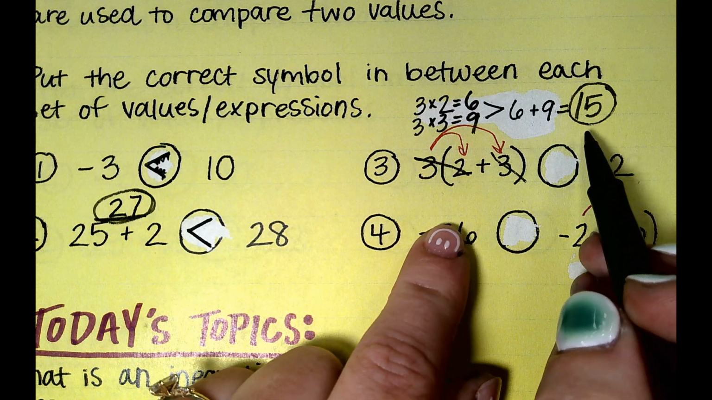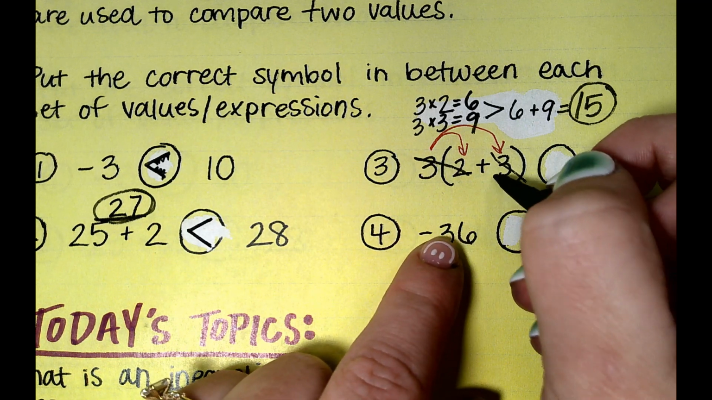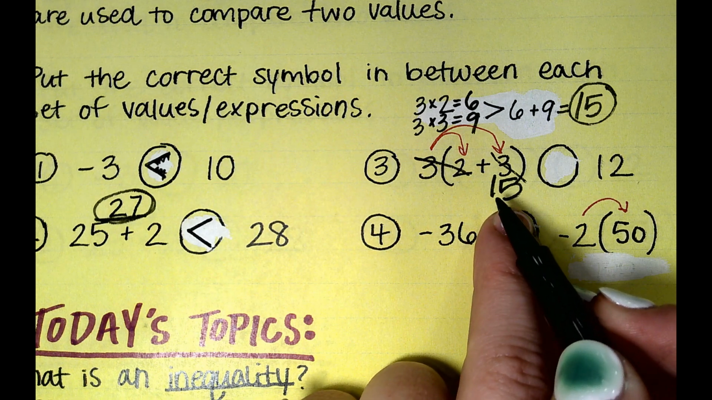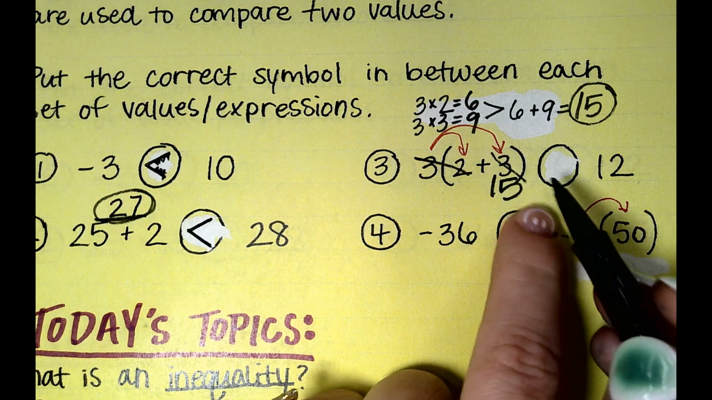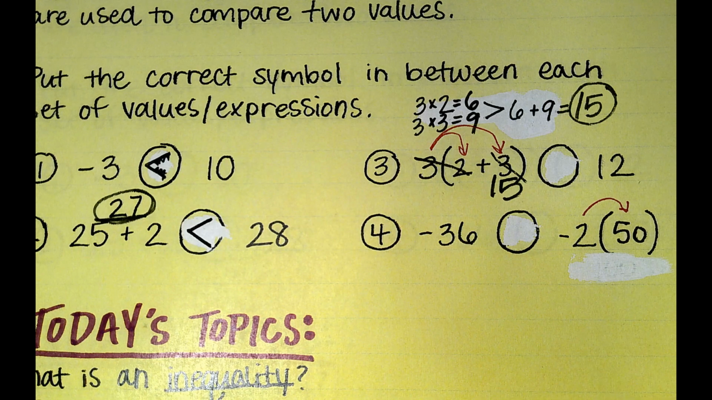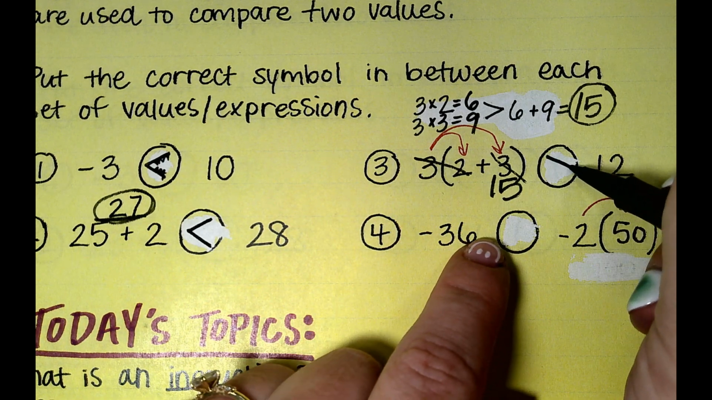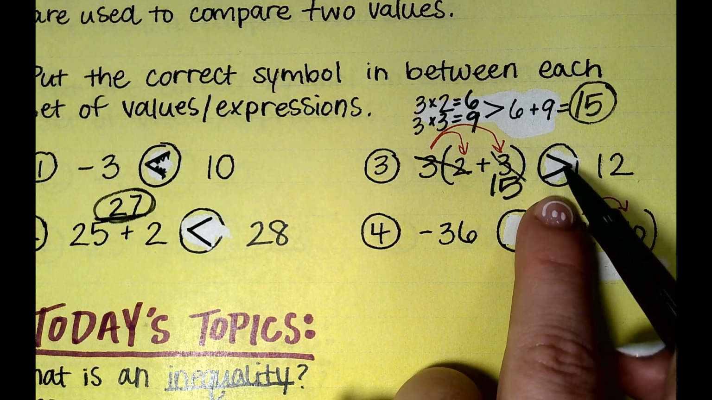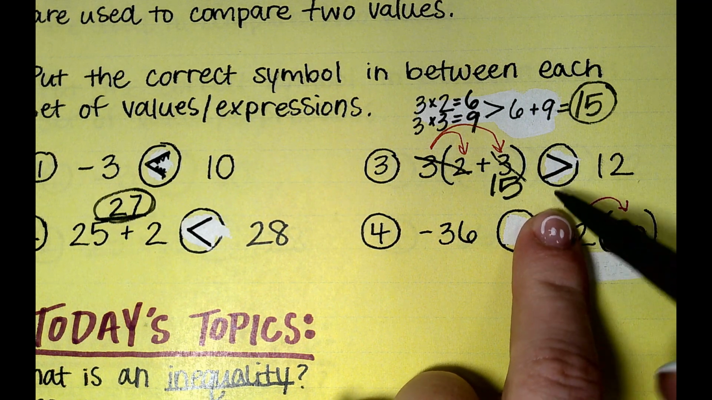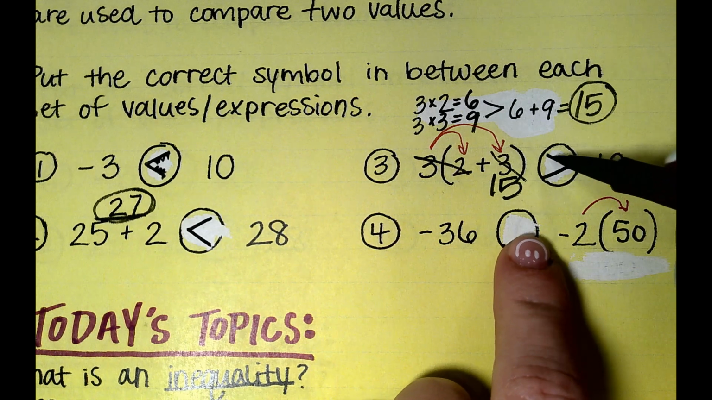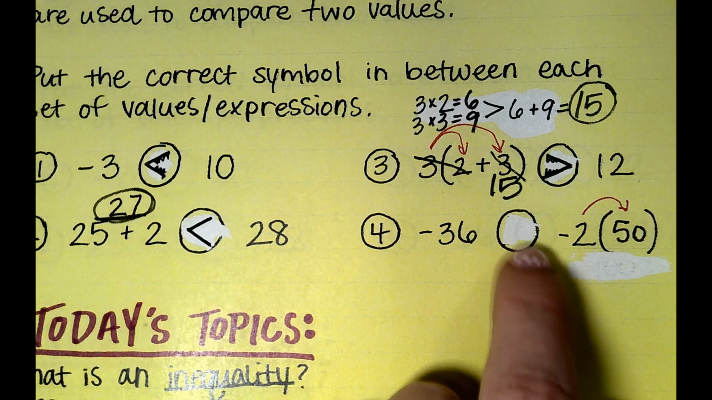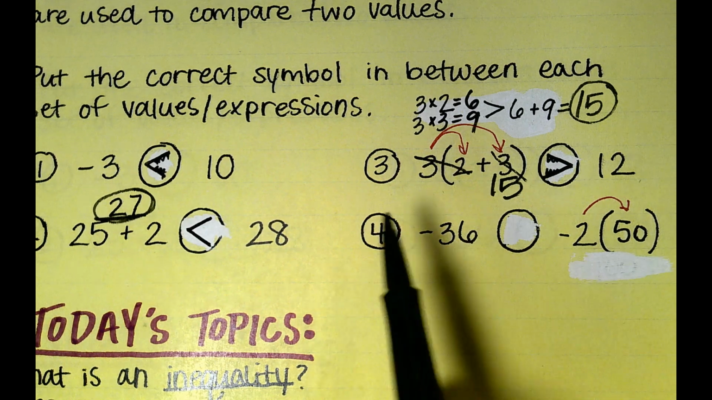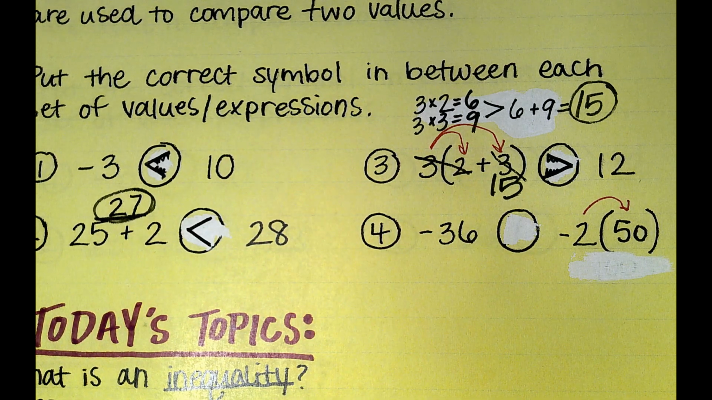Okay, so now we know we're comparing 15 and 12. So is 15 less than 12 or is 15 greater than 12? Greater. 15 is a bigger number, so it is greater. So we draw the greater than symbol where the alligator's mouth is open towards the bigger number. He's gonna eat it. Okay. So we've got number 1, 2, and 3.